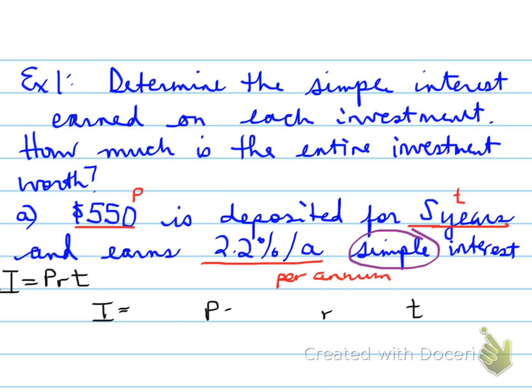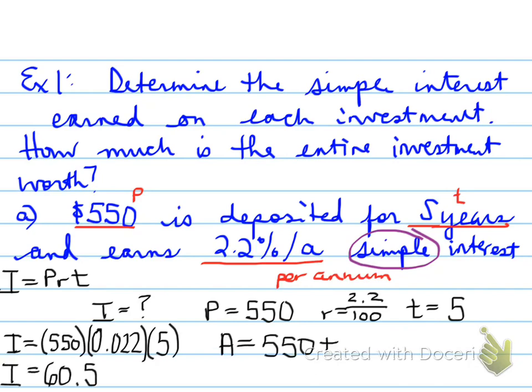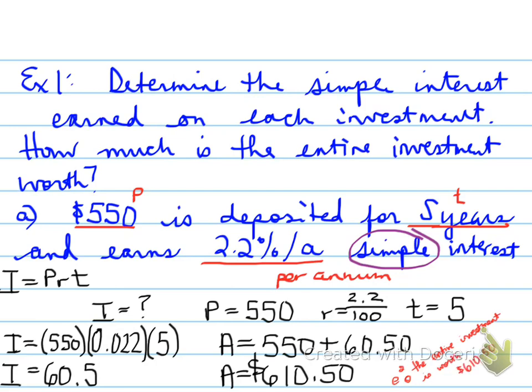So I is something we don't know. P is something we do know. That is the $550. A little r is the rate of interest, which we take 2.2 and divide by 100. And finally, the time is 5. What we want to do here is calculate the simple interest value, which turns out to be $60.50. Now, to find the total amount, because that's how much the entire investment is worth, we take 550, add $60.50, and it turns out that our total investment is worth $610.50.